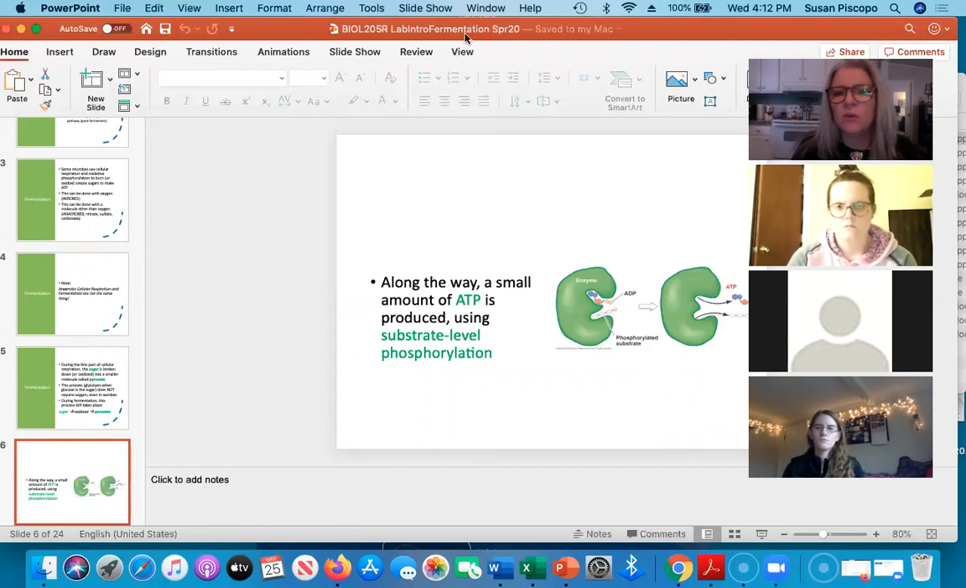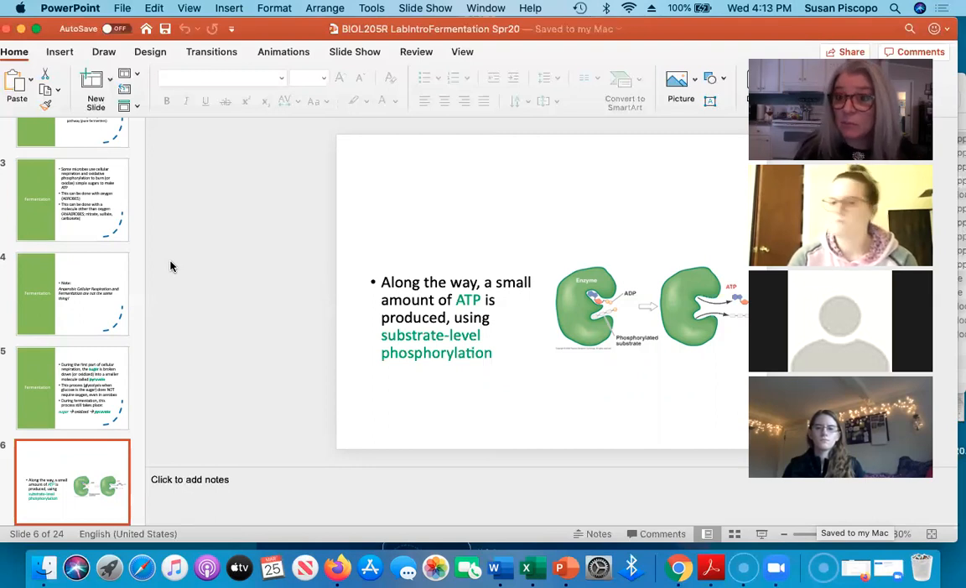Now, along the way, as a molecule like glucose becomes pyruvate, a little bit of ATP gets made. This isn't the best way to make ATP. This is an inefficient way to make ATP. This is that process called substrate level phosphorylation.